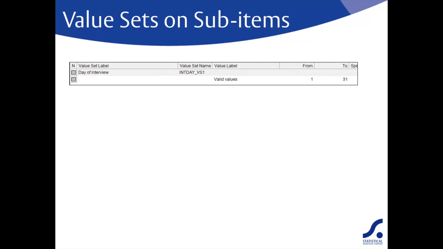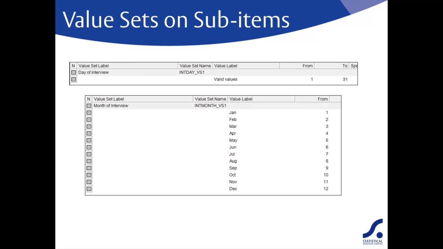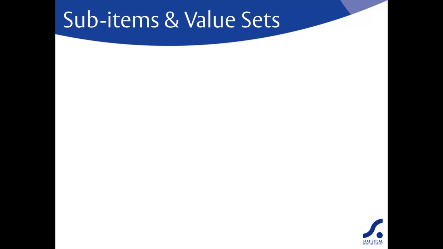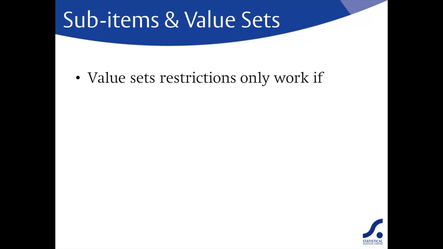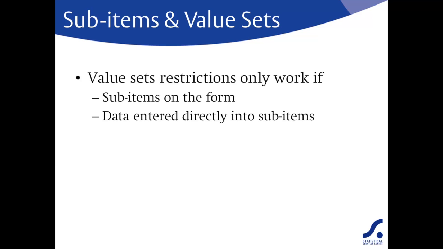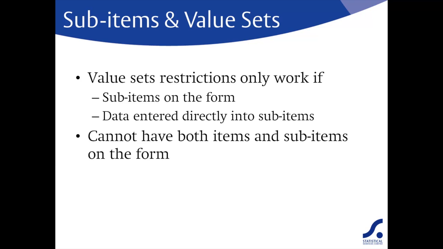We can create value sets on the sub-items of the date, so for the day we would say valid values were between 1 and 31. For the month we could have valid values between 1 and 12, or we could list the months as shown here. Putting value sets and therefore restrictions on the sub-items would seem to be ideal. However, value set restrictions only work if the sub-items are on the form and the data is entered directly into the sub-items. But as we know, we cannot have both the items and the sub-items on the form. So if we want to use the calendar control, we cannot use the value set restrictions. So let's look at an alternative.